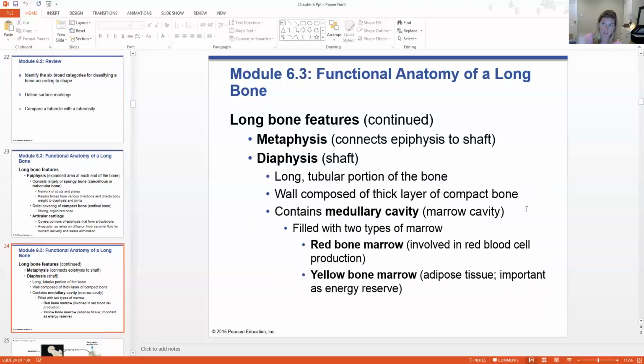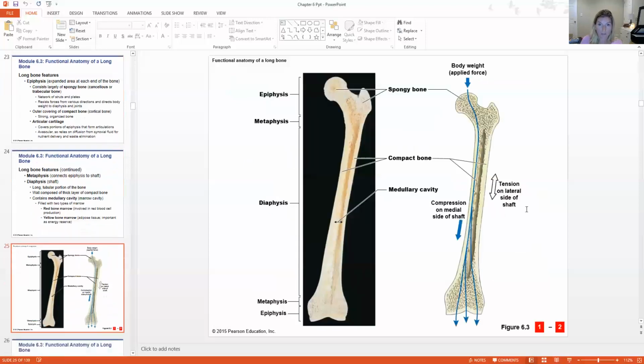The diaphysis is the long tubular portion, typically has a thick wall of compact bone, and then there's a medullary cavity, or a marrow cavity, that's filled with marrow. It can be filled with red marrow or yellow marrow. The yellow marrow is the adipose tissue. It's a very important energy reserve, and the red marrow is where our red blood cells are created.